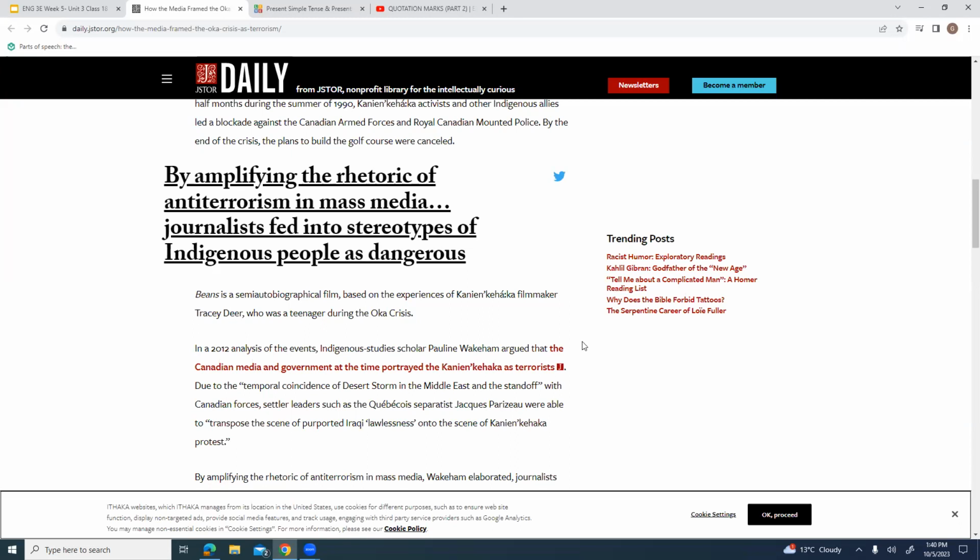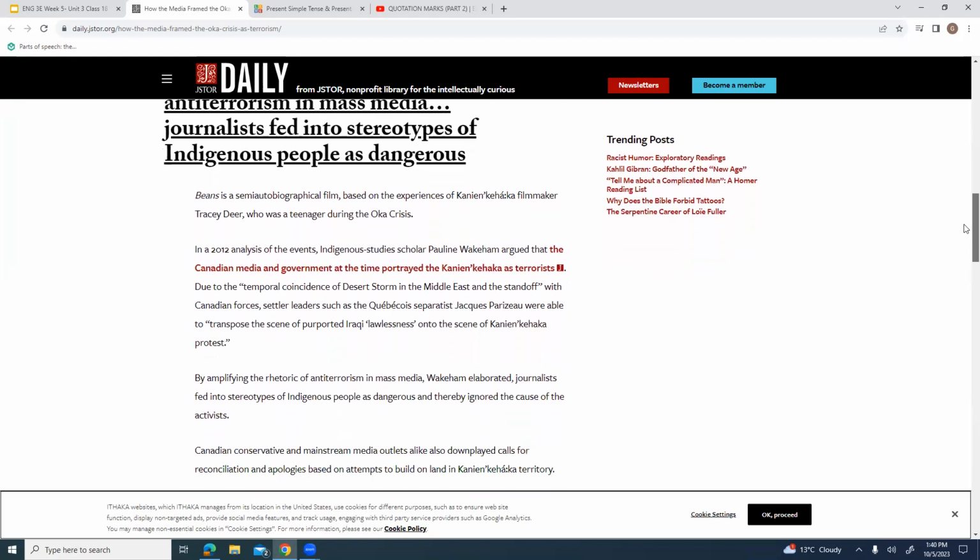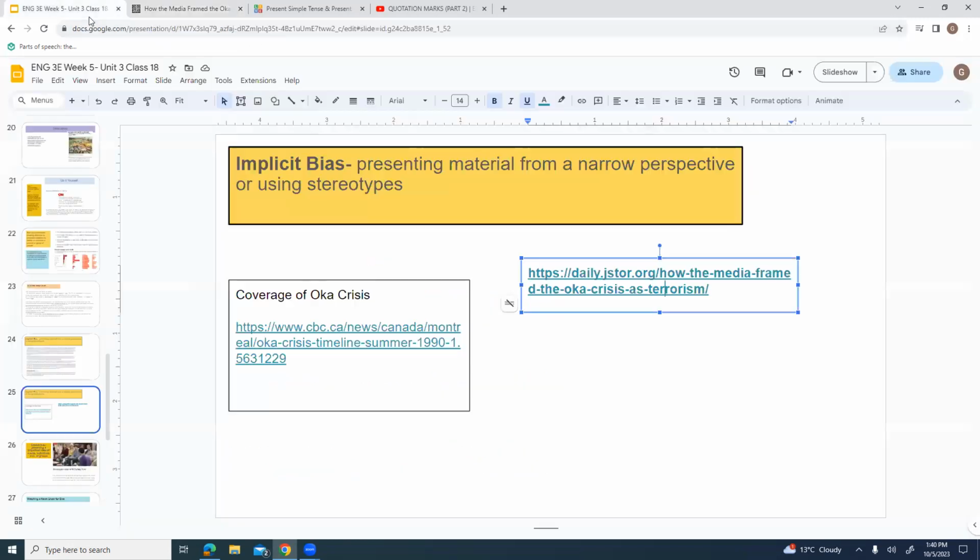Due to the temporal coincidence of Desert Storm happening in the Middle East and the standoff with Canadian forces, settler leaders such as Quebecois separatist Jacques Parizeau were able to transpose the scene of purported Iraqi lawlessness onto the scene of Kanien'kehá:ka protest. By amplifying the rhetoric of anti-terrorism in mass media, Wakeham elaborated, journalists fed into stereotypes of Indigenous people as dangerous and thereby ignored the cause of activists. Okay, I'm going to pause and go back here.